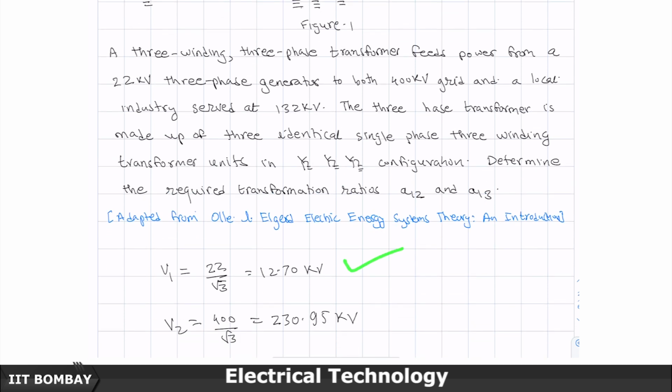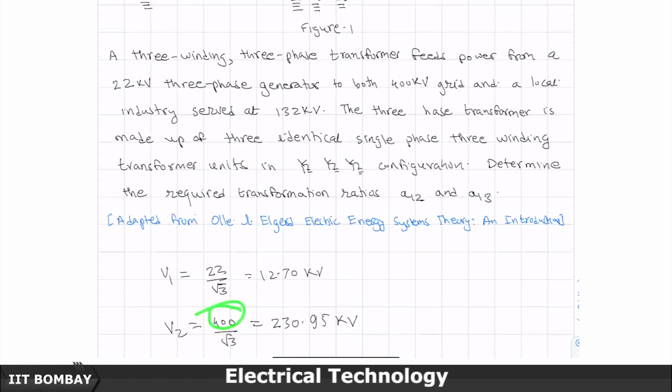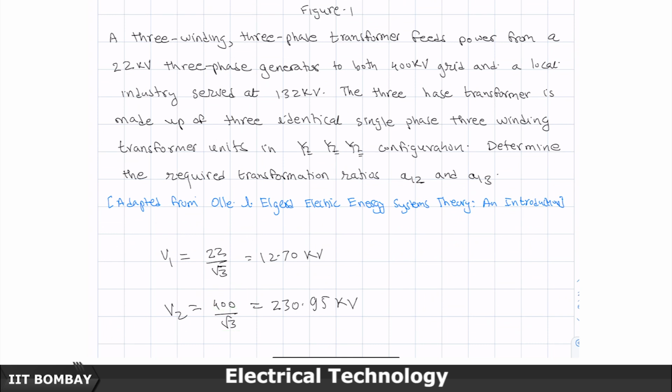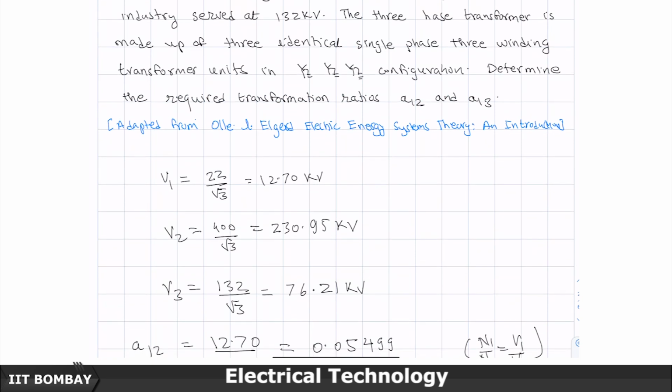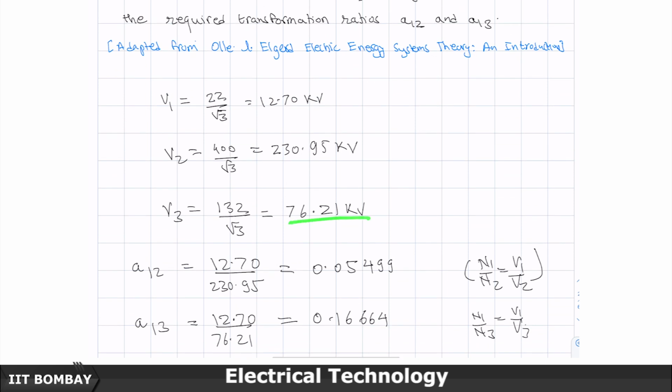So, what is the primary voltage phase to neutral? 22 kV is applied on the primary. So, it becomes 22 by root 3, which is 12.70 kilovolts. The secondary voltage, that is the 400 kV transmission line: 400 by root 3, which is 230.95 kV, and then the industry load is at 132 kV. So, therefore, 132 by root 3, because it is all star connection. So, the phase to neutral will have that root 3 factor, which is 76.21 kV.